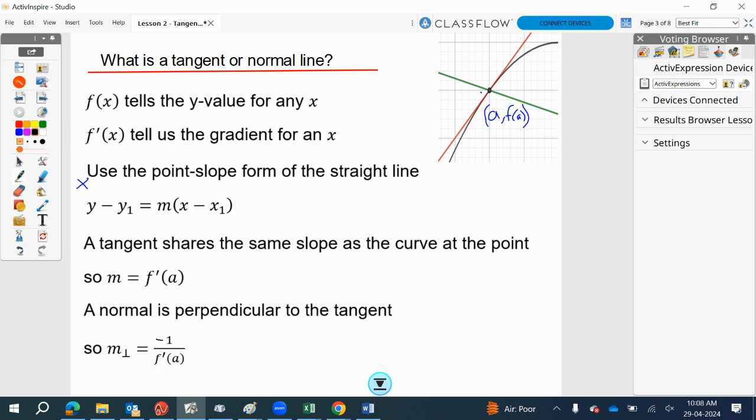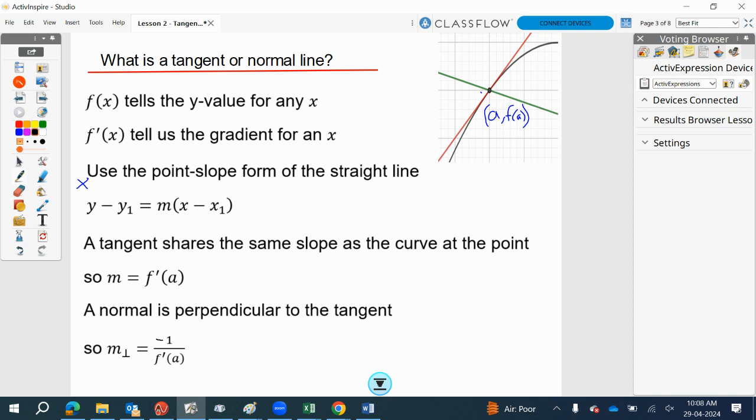We can find the equation of this one using the same formula, but with a different gradient. A normal is perpendicular to the tangent, so we find the gradient of the perpendicular with m perpendicular equal to -1 over f prime of a. Here is all the key information.